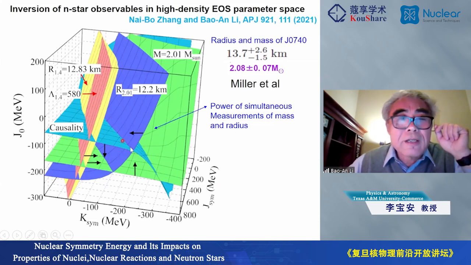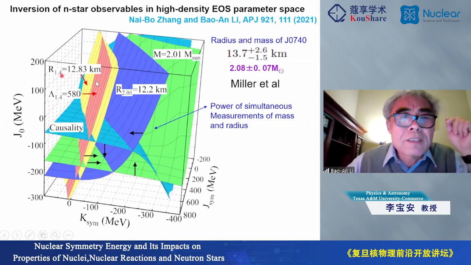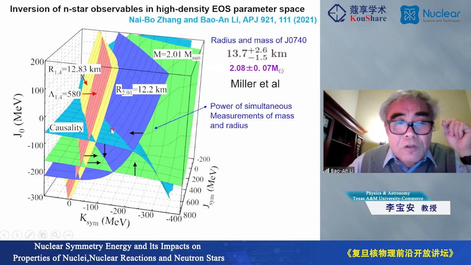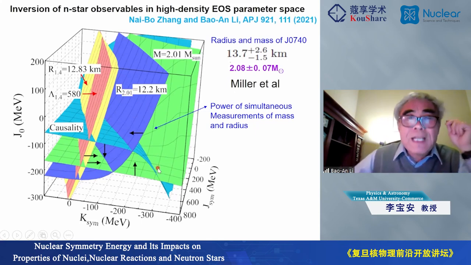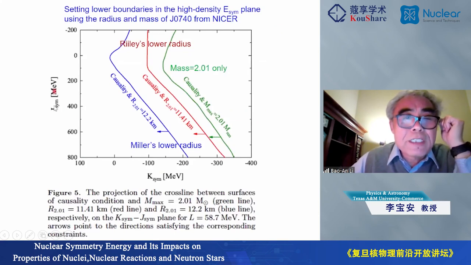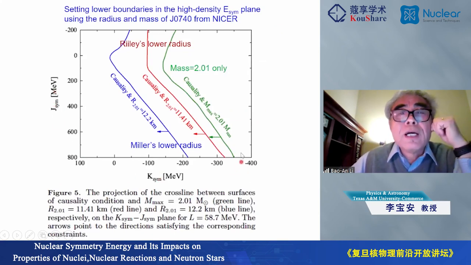It is now along this line here. The upper limit is determined by the cross line between the tidal polarizability from LIGO and the causality surface. Or you can use the radius of a 1.4 solar mass star from X-rays. It's this yellow surface, which is very close to the tidal polarizability surface. So this cross line here gives us the upper limit, and this cross line gives us the lower limit when we have both the mass and the radius, whereas before we had this lower limit. If we project that onto the plane of J_sym and K_sym, we can get these boundaries of the symmetry energy in this plane.